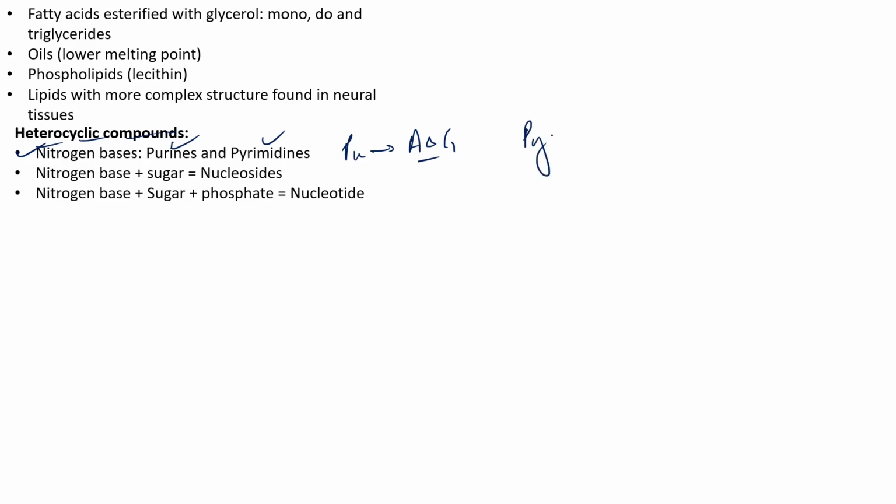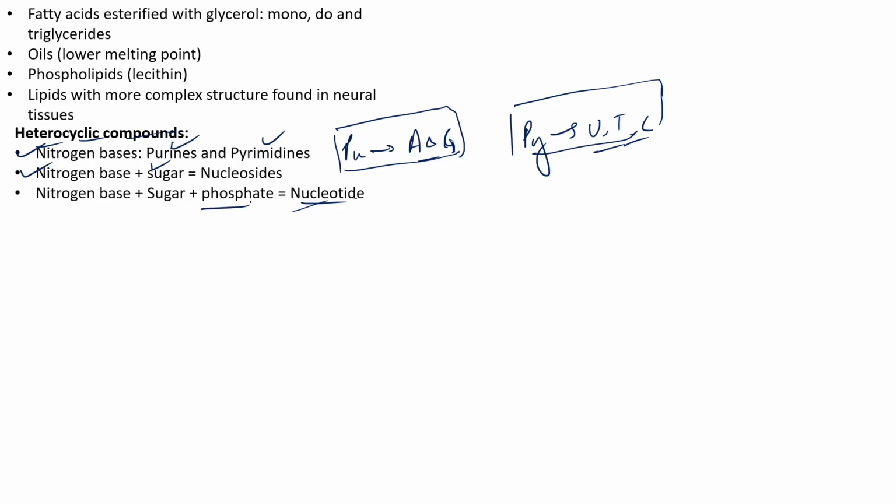One more group is the pyrimidines. We have uracil, thymine, and also cytosine. All three of these belong to the pyrimidines, and only guanine and adenine belong to the purines. Now we have nucleosides and also nucleotides. The ultimate difference is that in a nucleoside, only a nitrogenous base and a sugar make up the nucleoside. But if you add a phosphate molecule, it results in a nucleotide.